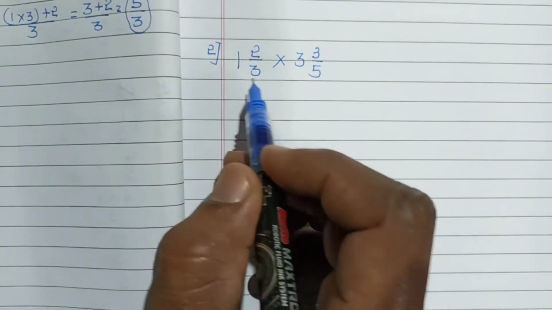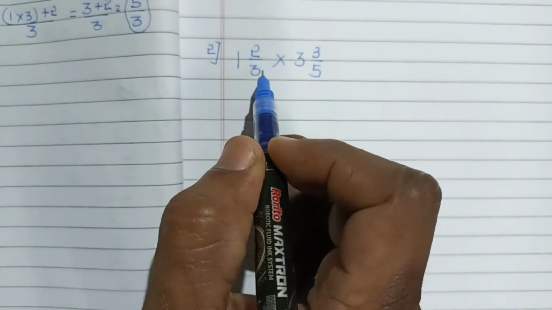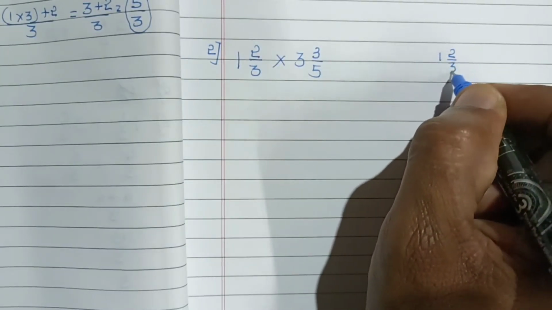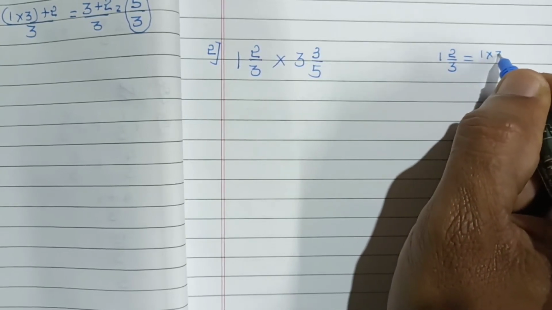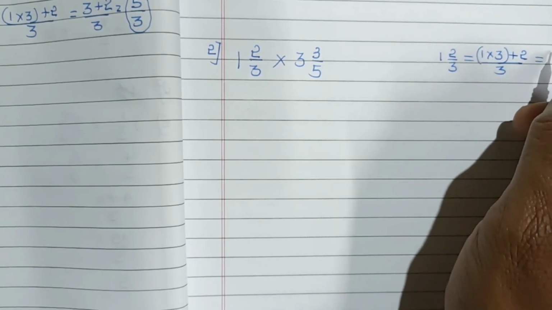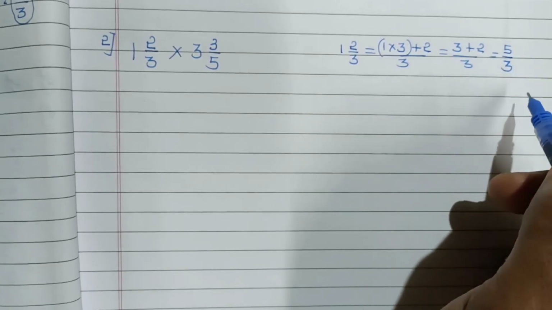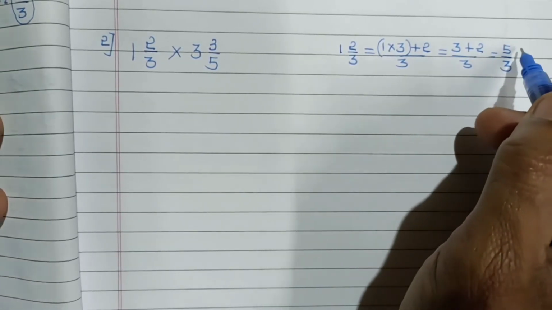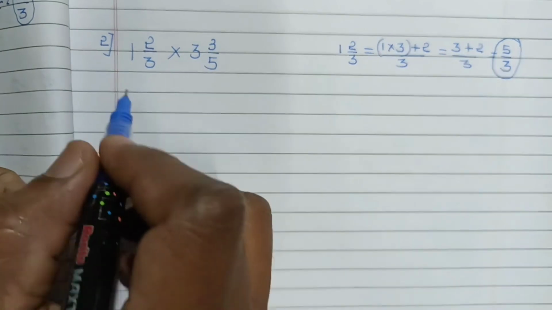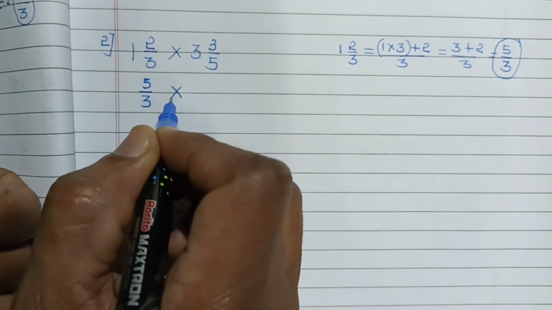Now let us solve the second example. So the second example is 1 2/3 and 3 3/5. First you have to do the conversion of these mixed fractions into improper fractions. 1 2/3 is equal to 1 multiplied by 3 plus 2, divided by 3. So 1 into 3 is how much? 3 plus 2 divided by 3. 3 plus 2 is how much? 5 upon 3. So this 5 upon 3 is an improper fraction. This improper fraction you have to write here now, 5 upon 3, and then the multiplication operation you have to write.